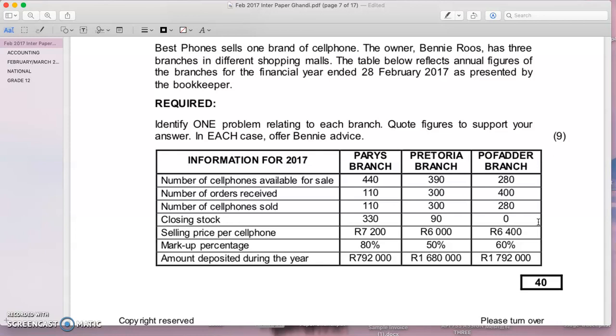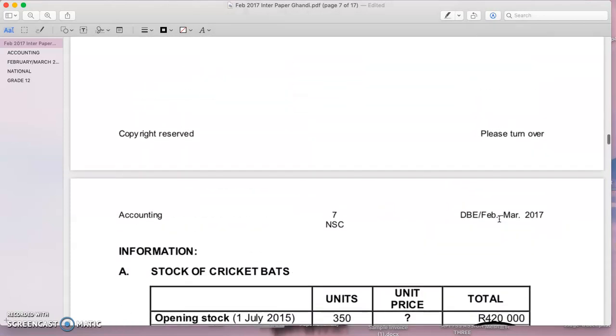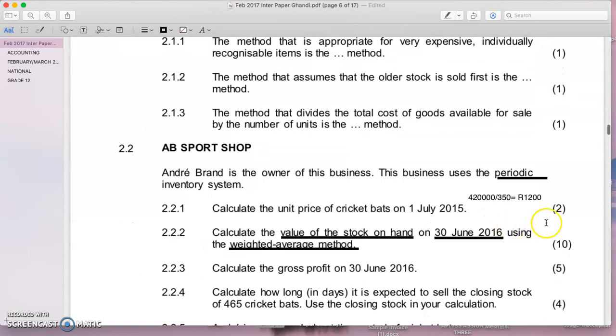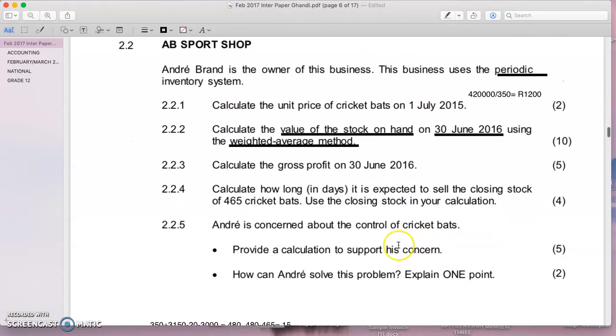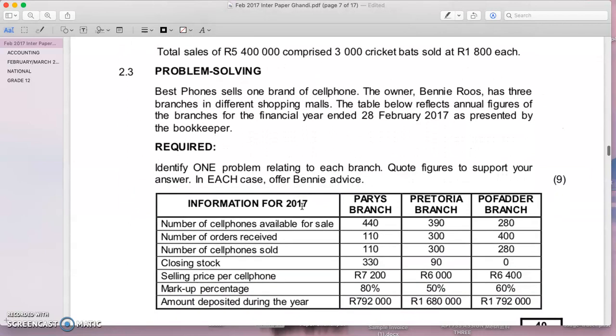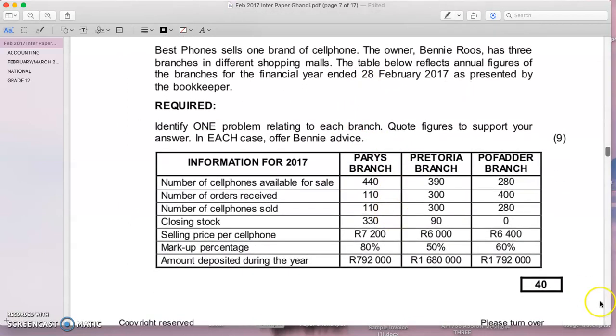So that's a wrap to our inventory or our stock question. I don't think it was too bad. There are some common mistakes which could be made in the weighted average calculation as well as this calculation. And the theory question is just a lot of thinking involved, but you should have it down. And yeah, that's 40 marks.